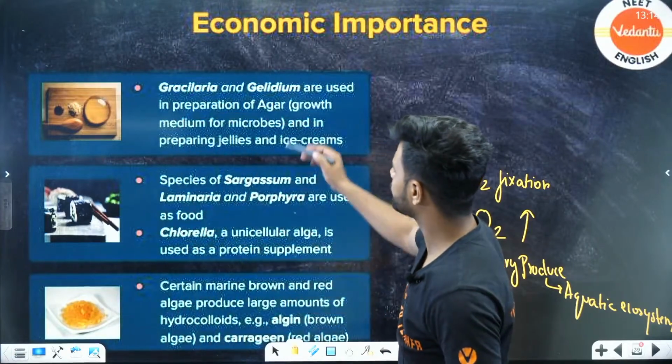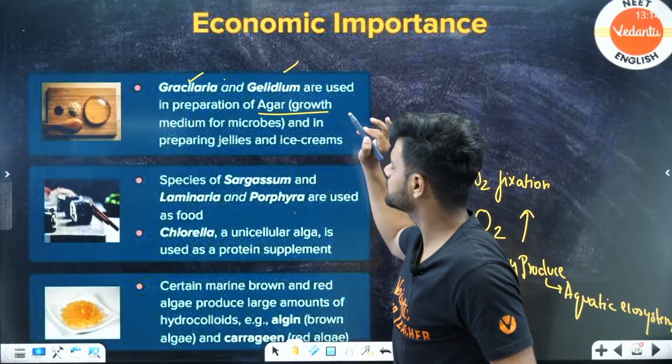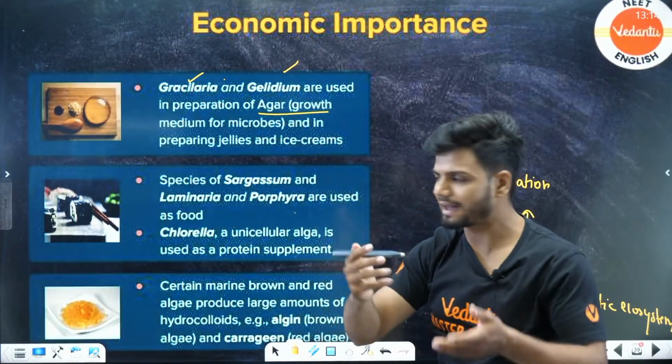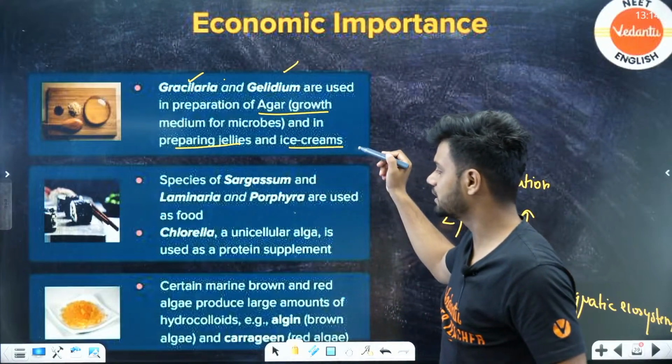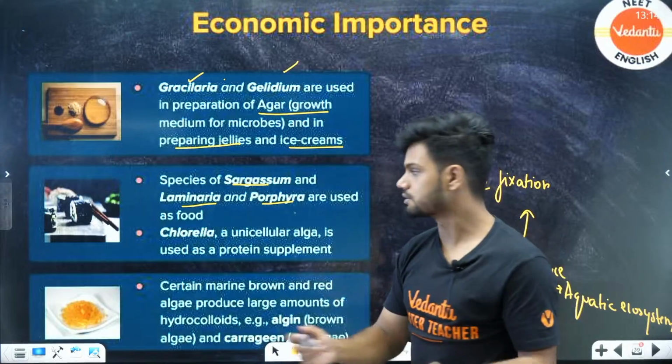Apart from that, we also have Gracilaria and Gelidium, which are used in agar formation. Agar can be used in microbiology, preparing jellies and ice cream. Then we also have Sargassum, Laminaria and Porphyra, which are used as food.